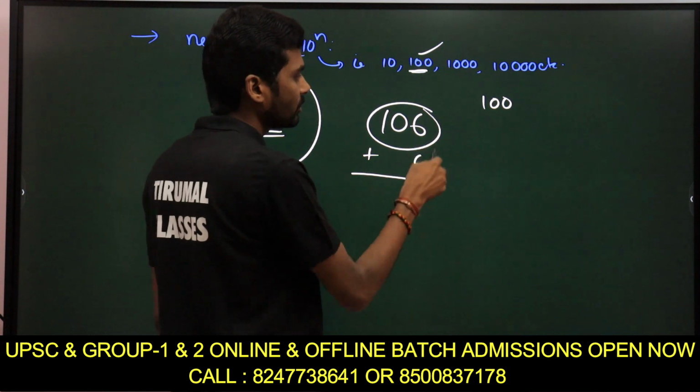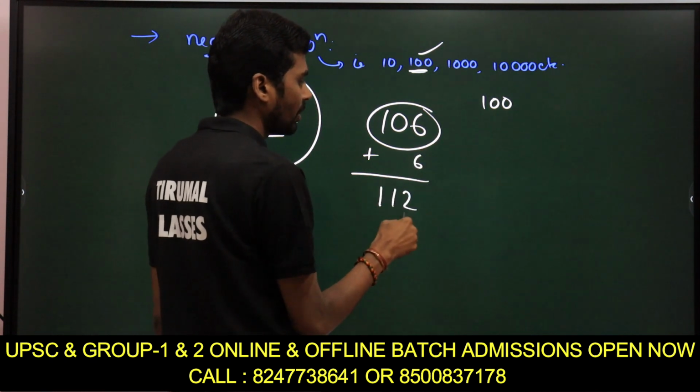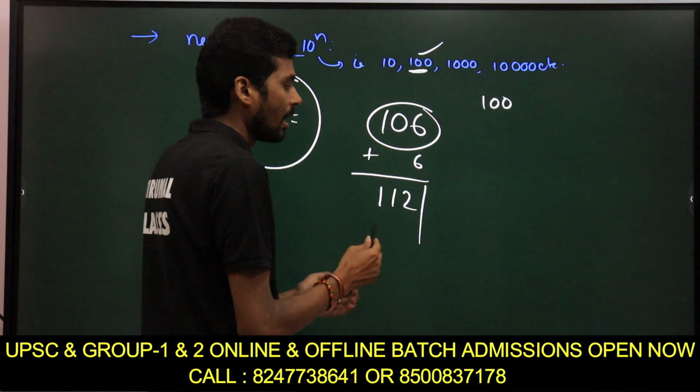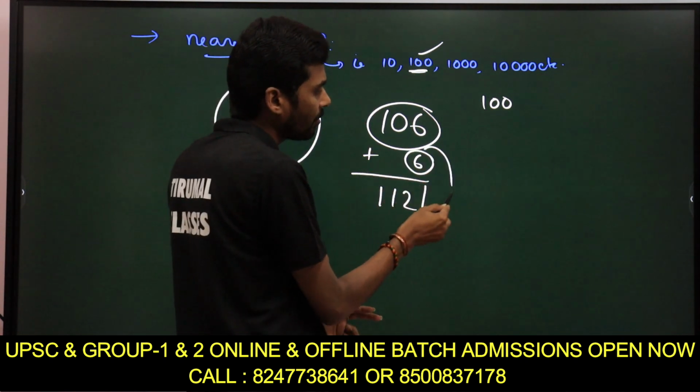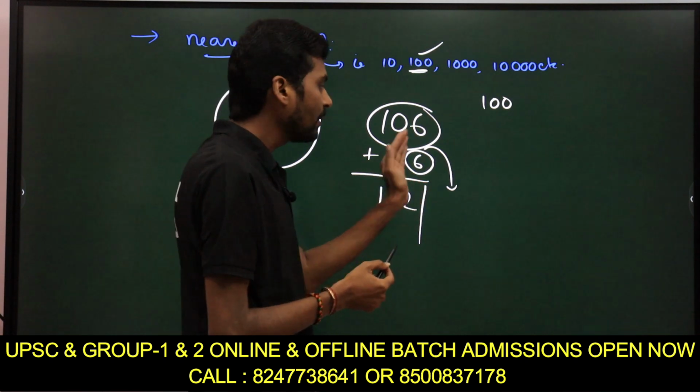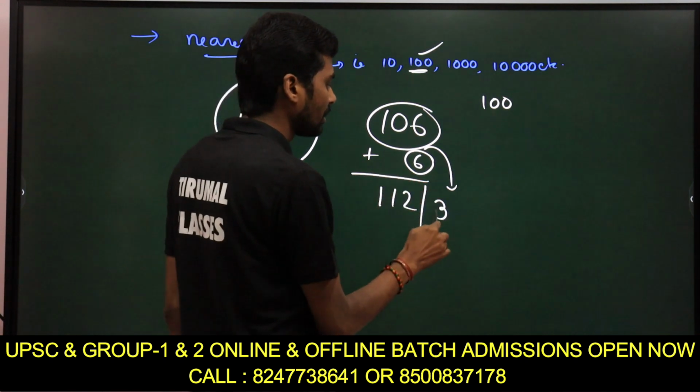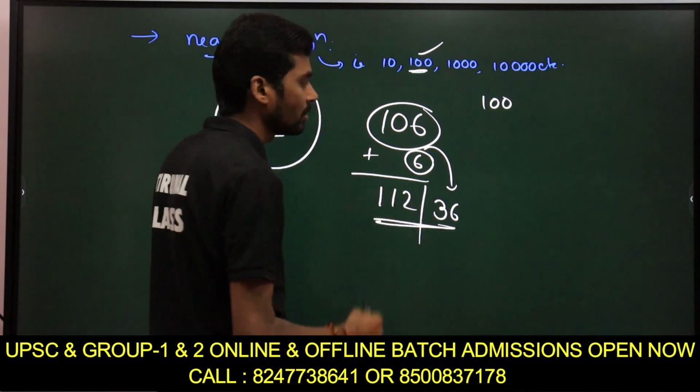Now we add these two terms: 106 plus 6 is 112. This is the left side part. For the right side part, just simply square the number you are adding. 6 square is 36. So this is your final answer.